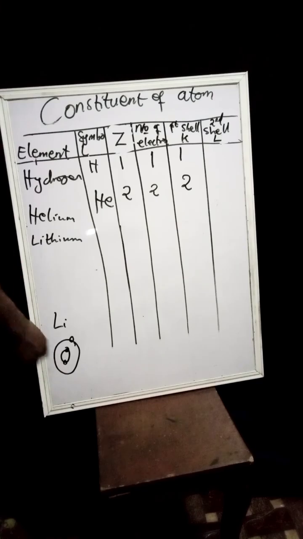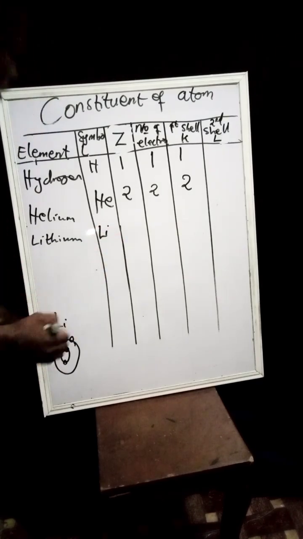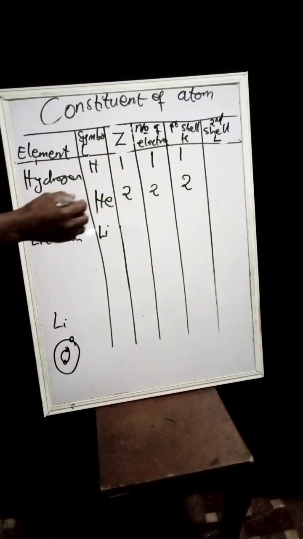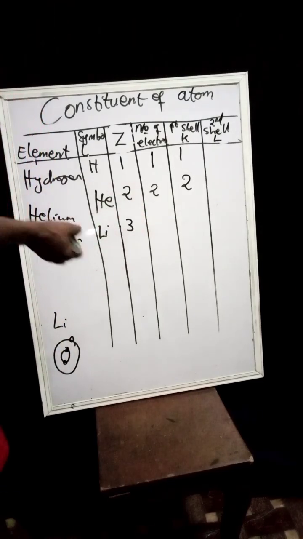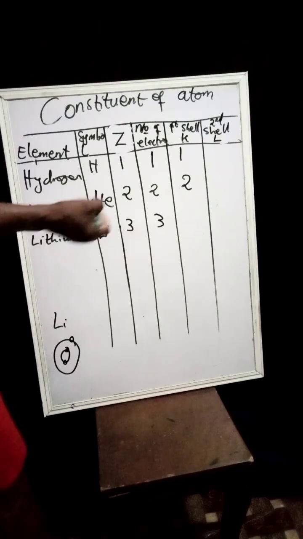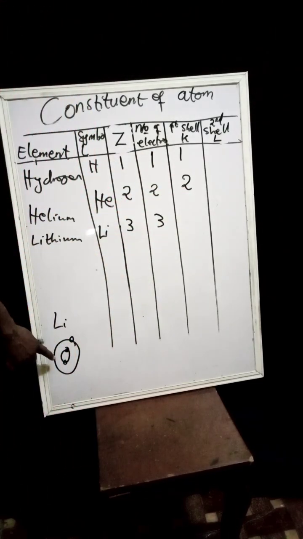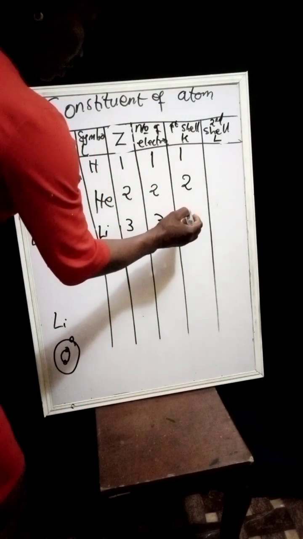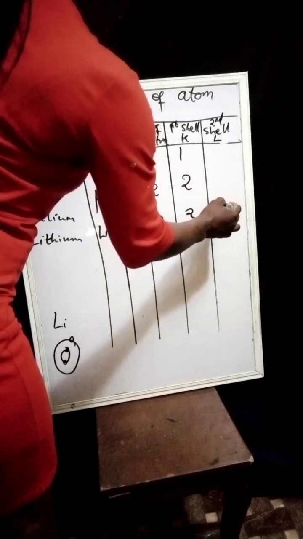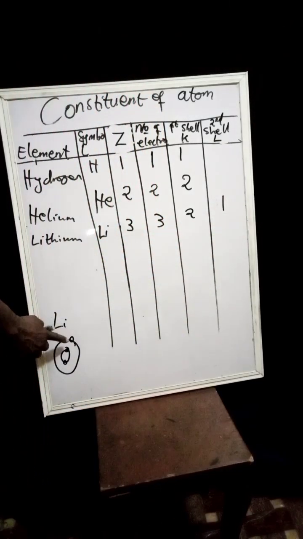Now, when we come to lithium, the atomic symbol for lithium is Li. Then the atomic number is 3 because that is the third element. And since the atomic number is 3, the number of electrons there is 3. The number of electrons in the first shell is 2. Then in the second shell, we have what? That is the L shell. We have only 1 electron. You can see it.